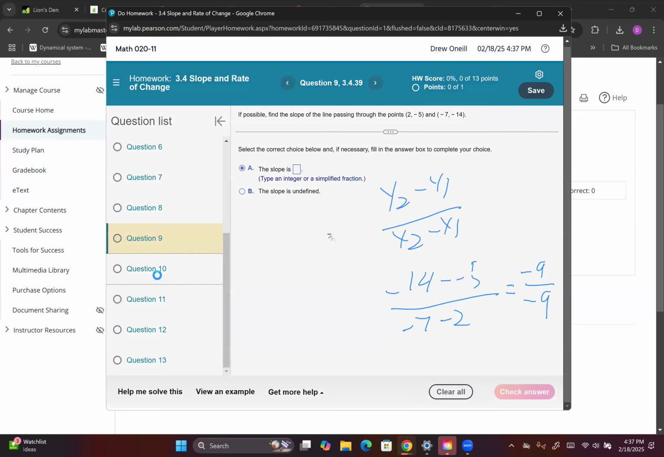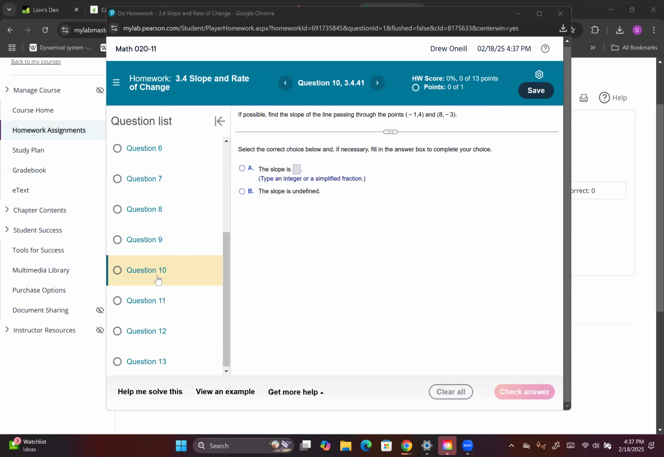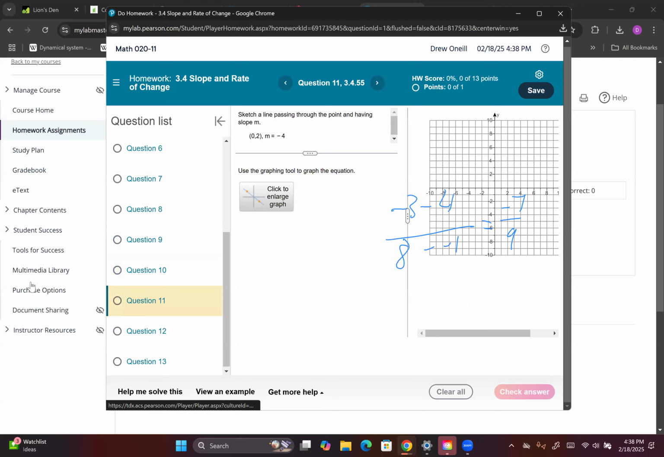Okay, 10. Same thing, guys. Sometimes we'll be left with fractions. So you do negative 3 minus 4 over 8 minus 1. So it's negative 7 over 9, and that's the answer. Sometimes they don't cancel nicely, so just write it.